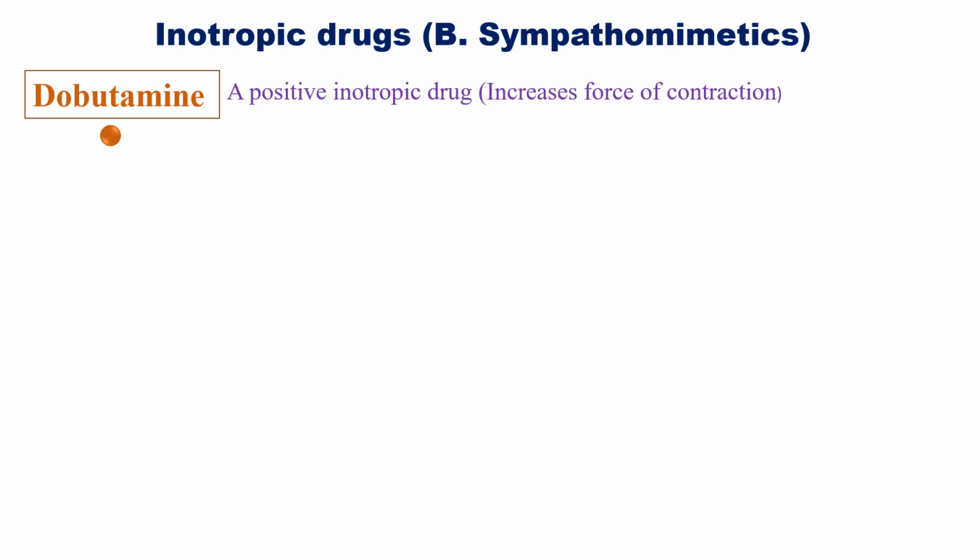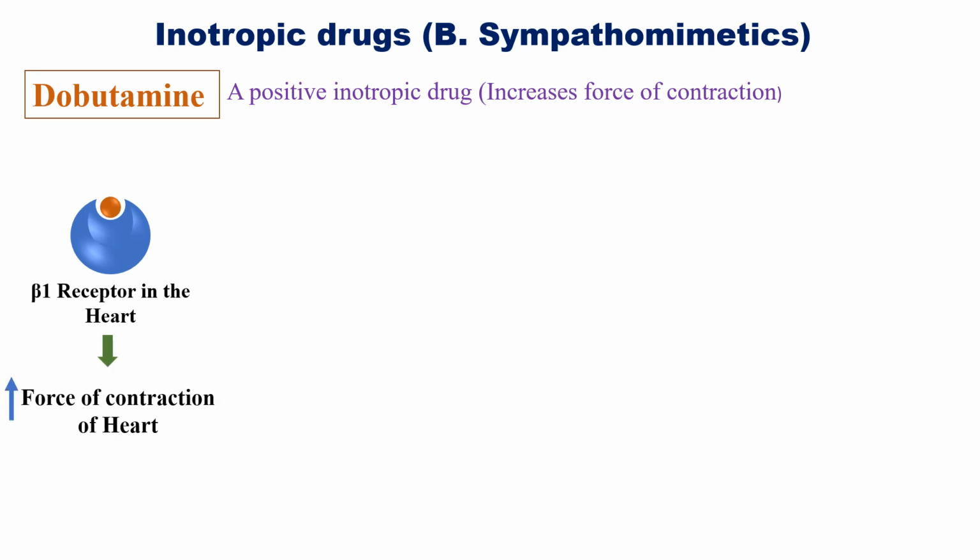How will it do that? Let's see. Dobutamine is a beta-1 adrenergic receptor agonist. It binds to the beta-1 receptor in the heart and stimulates it. That increases the force of contraction of the heart. If the force of contraction of the heart is increased, then the ventricles of the heart are contracting properly and completely. This leads to increased cardiac output.